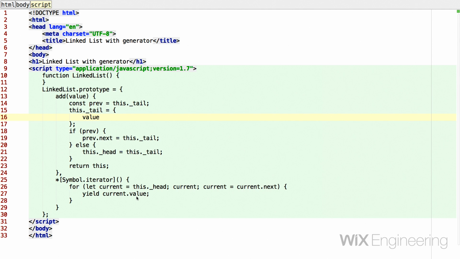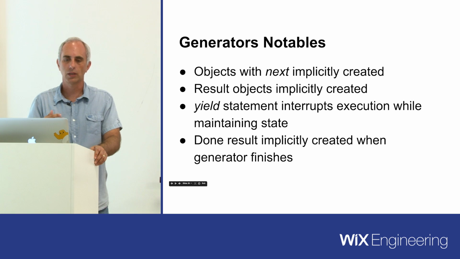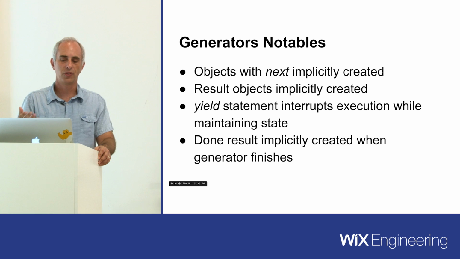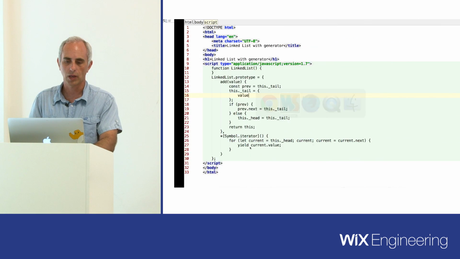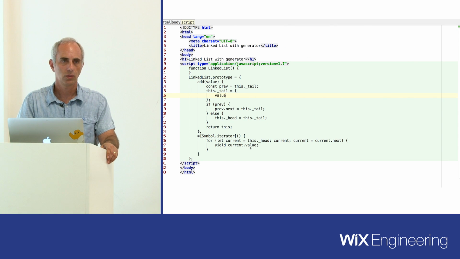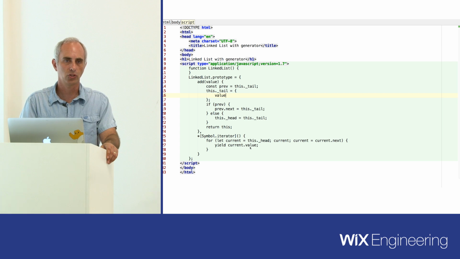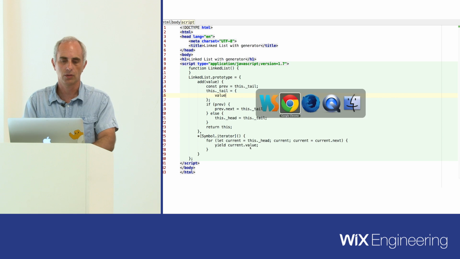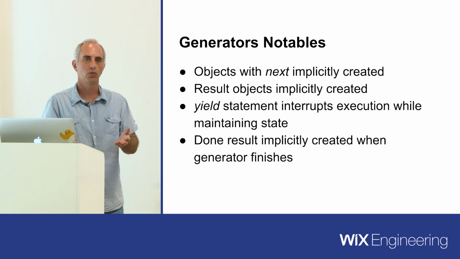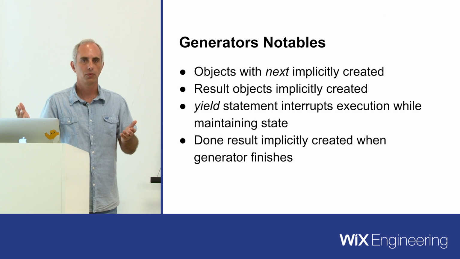Now, it's important to understand this is not threading. This is not two things executing in parallel. It's just switching over the context of the execution back and forth. So again, as I said before, when the loop is finished, in this case, when I exit the for and the generator finishes, it automatically creates the return value where done is true and the for-of loop finishes.